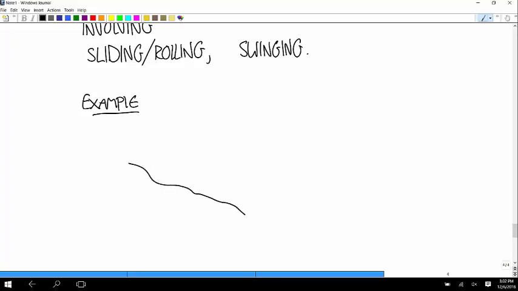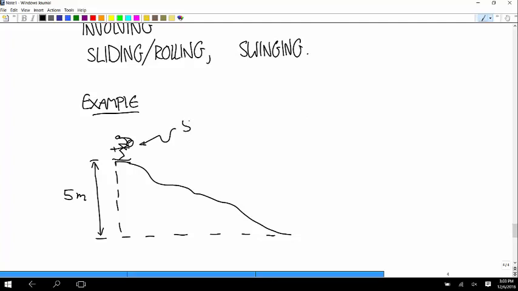Okay, so let's say there's a skier at the top of this short little hill. And let's say the hill has a height of 5 meters. It's just part of a hill. And let's say the skier has a mass of 50 kilograms. Skier starts at rest. What's the speed at the bottom of the hill?